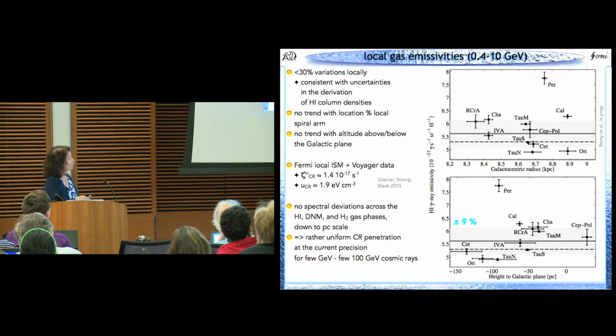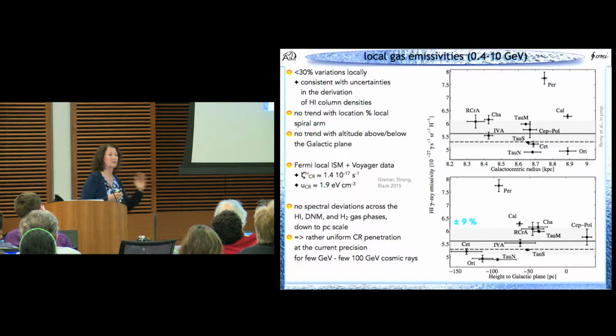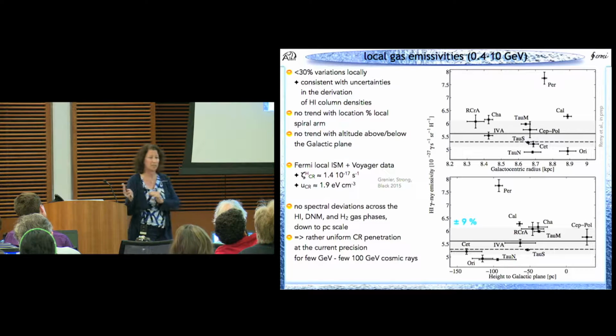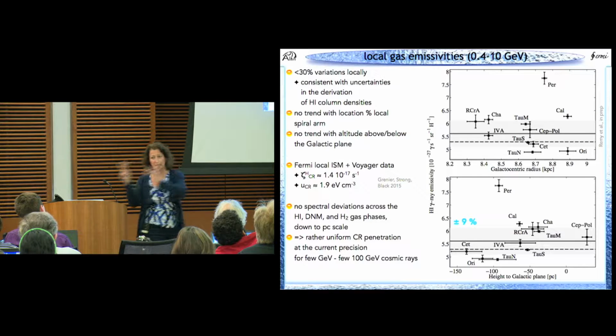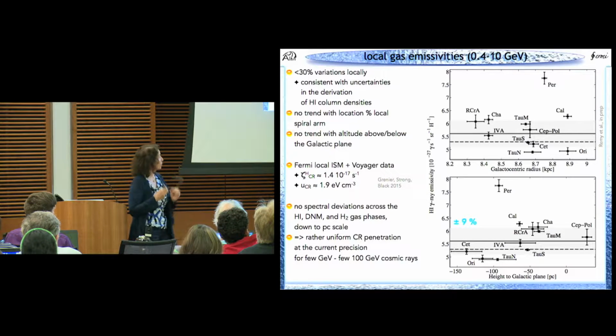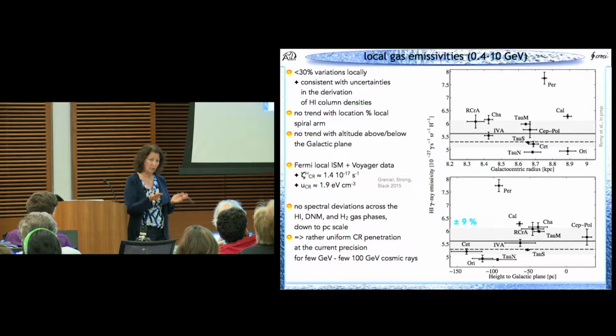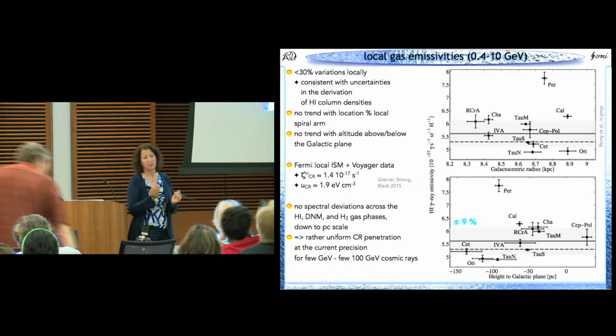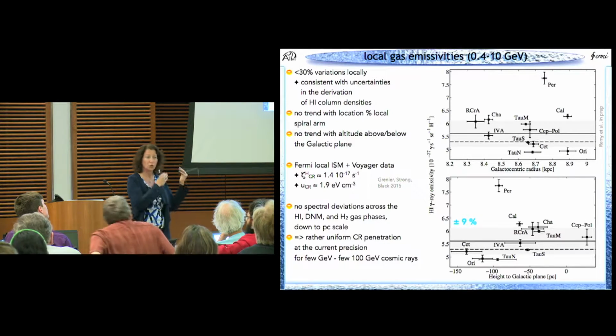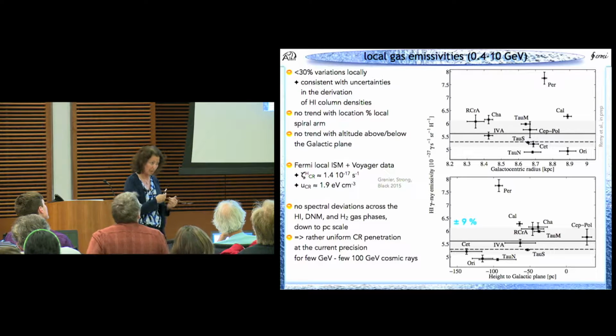But what is really important, which I'm not showing here, is that you can monitor the cosmic ray spectrum through the different gas phases, from the diffuse H1 and DNM to CO. If there were problems like penetration or magnetic mirroring or other problems with the cosmic ray penetration to the dense H2 phases, we would have energy-dependent variations, which we monitor and we don't find.